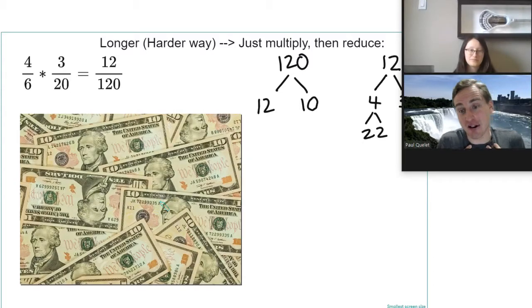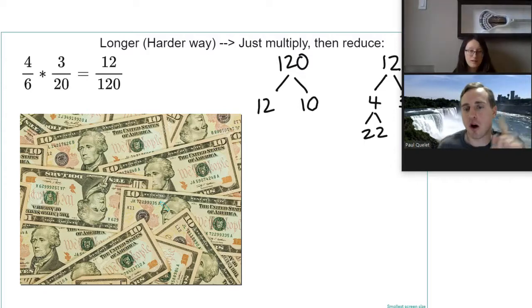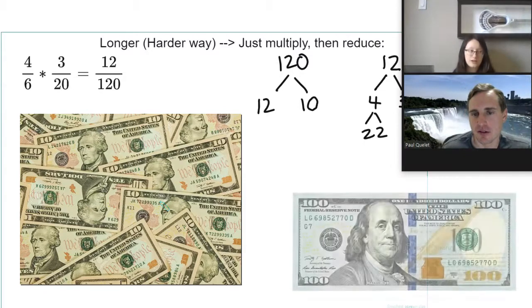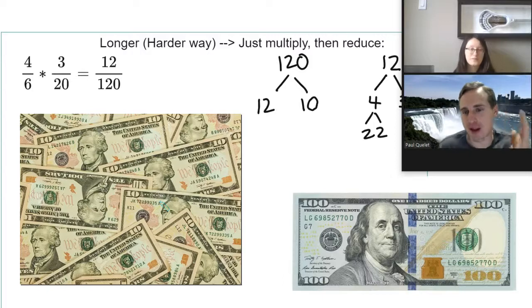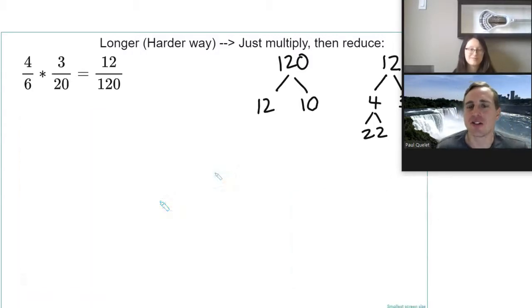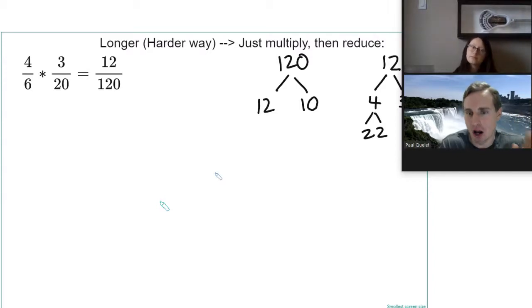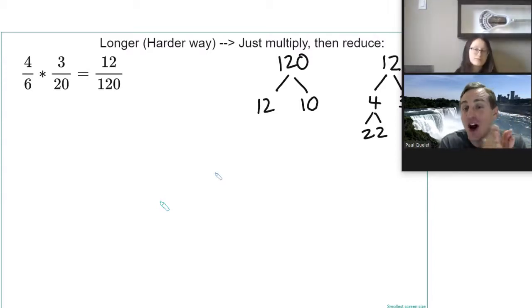Suppose I have 10 Alexander Hamiltons. I have 10 $10 bills. I give you those 10. You're the bank teller. You give me back 1 what? A $100 bill, which is a Benjamin Franklin, right? So you think about this. 10 ones is 10. 10 tens is 100. 10 hundreds is 1,000, right? And so on and so forth.